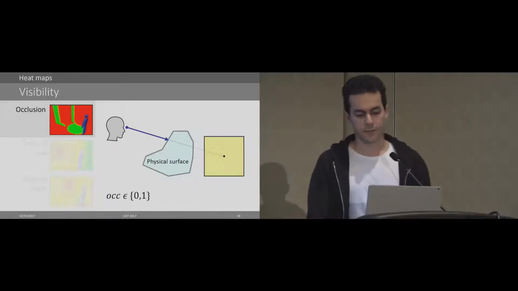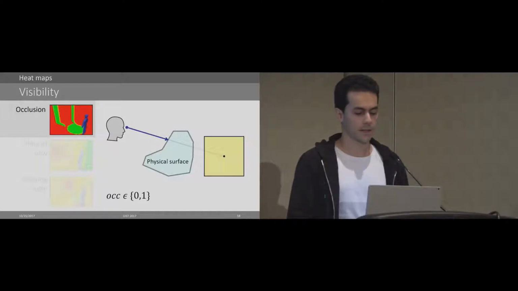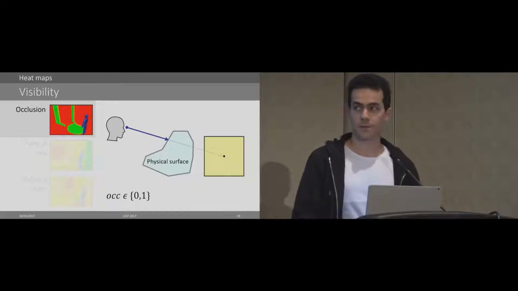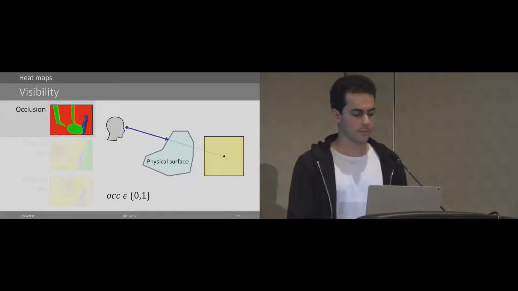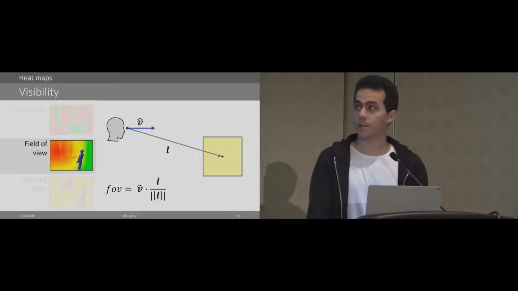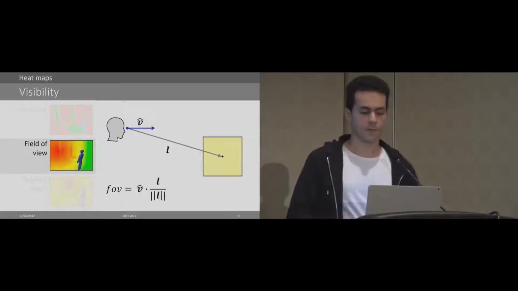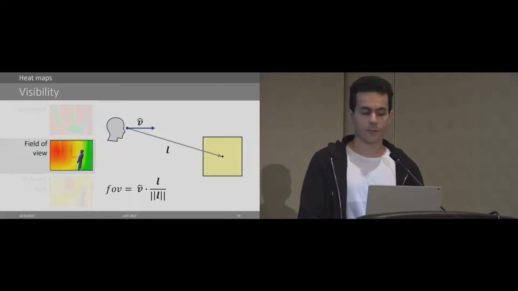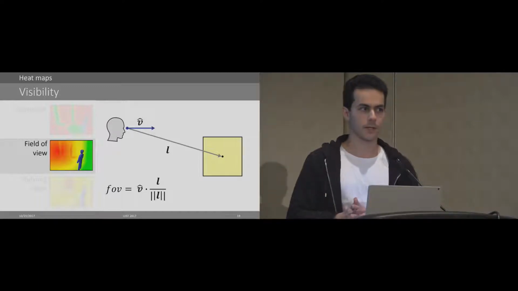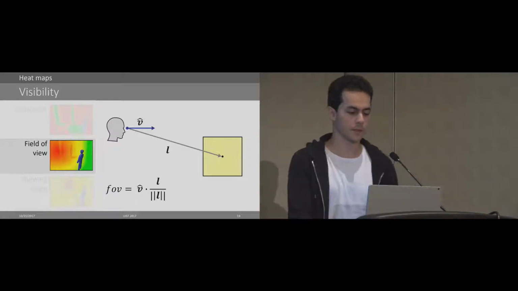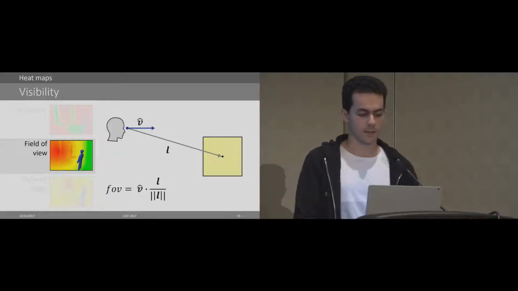If there's a physical surface in the way, in the line of sight, then the occlusion value is 0, and otherwise it's 1. The field of view is decreasing whenever the angle between the user's view direction and the line of sight between the user's head and the voxel, which is depicted as L, is increasing. We get the user's view direction simply by using the face tracking capabilities of the Kinect SDK. That just means the further in the periphery the voxel is, the worse the quality gets for that voxel.